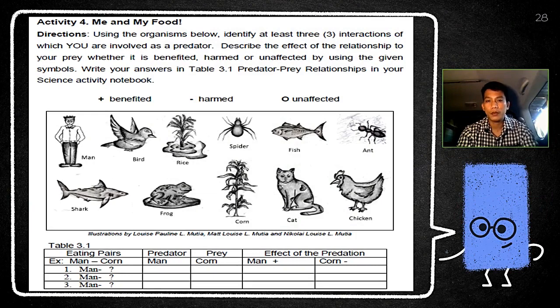For activity 4, Me and My Food. Direction: using the organisms below, identify at least 3 interactions in which you are involved as a predator. Describe the effect of the relationship to your prey, whether it is benefited, harmed, or unaffected, by using the given symbols. Write your answers in Table 3.1, Predator-Prey Relationship, in your science activity notebook.